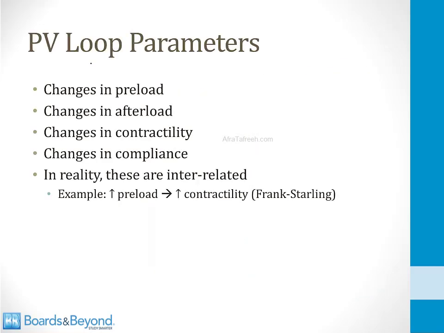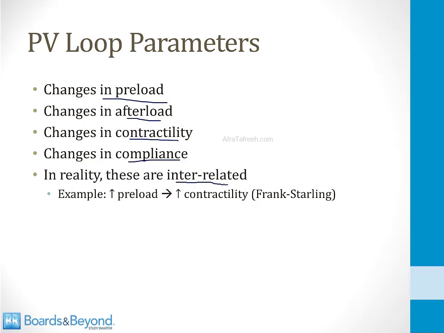For the next few slides, I'll go through how the pressure volume loop changes when various important left ventricular parameters are modified. So for example, we'll go through what happens to the PV loop when there's a change in preload, afterload, contractility, or compliance. Now in reality, all of these parameters are interrelated. You cannot change one without affecting the others.